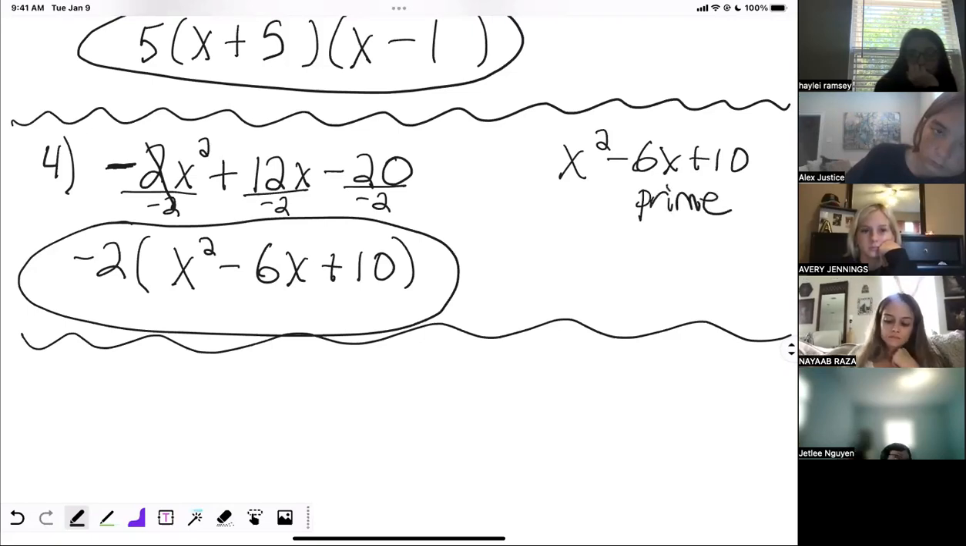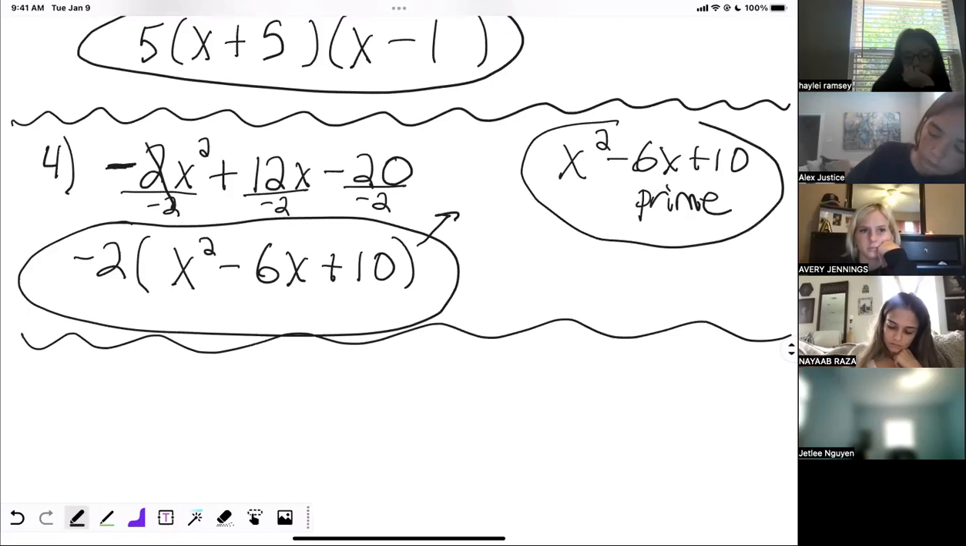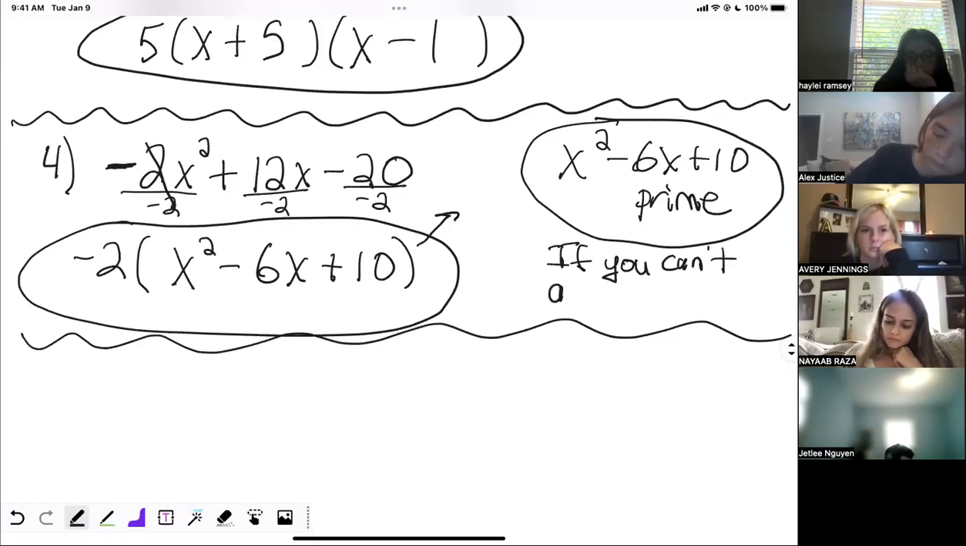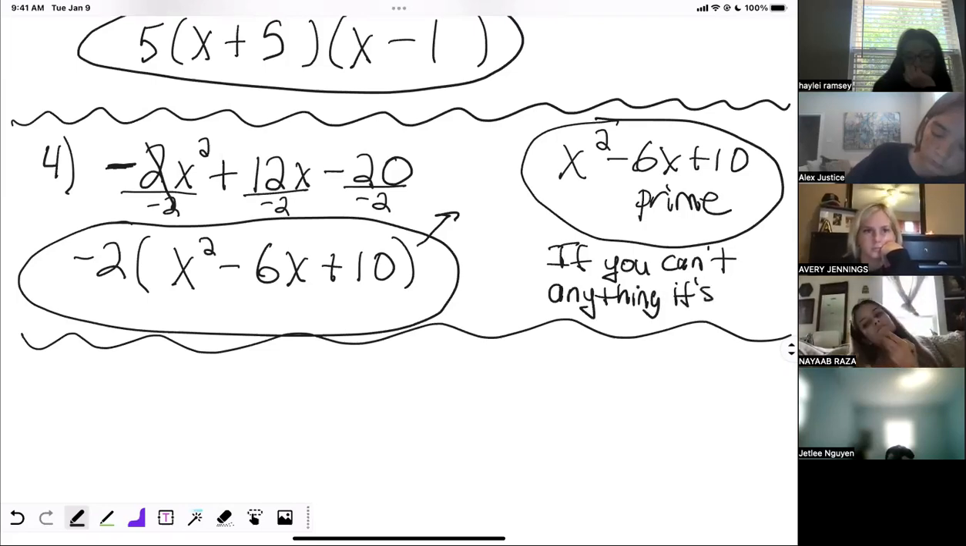If you can't factor it, they call it prime, which means there's nothing else I can do. I can't factor it, done. So this is still considered factored because I can factor a -2 out. This, I can't do anything, is called prime. So if you can't factor the whole thing, if you can't factor anything, it's called prime.